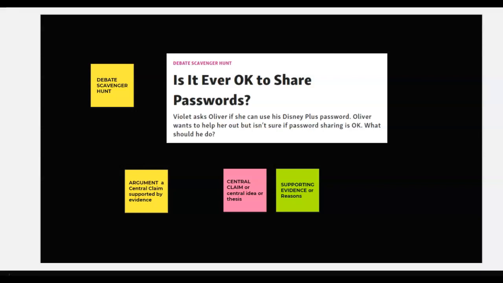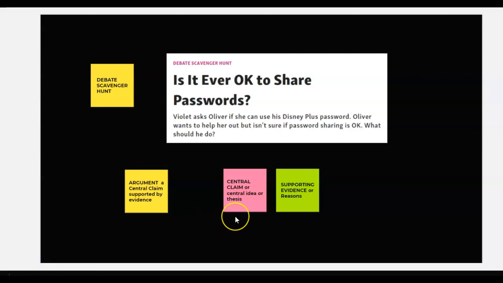The objective of this video is to identify the parts or the elements of an argument. An argument has a central claim that's supported by evidence. "Is it ever okay to share passwords?" is the article that we're reading.